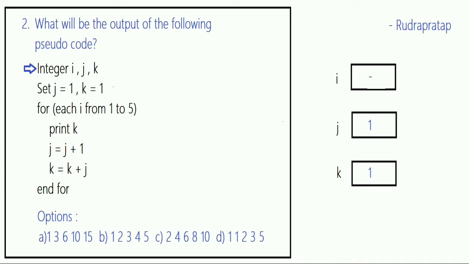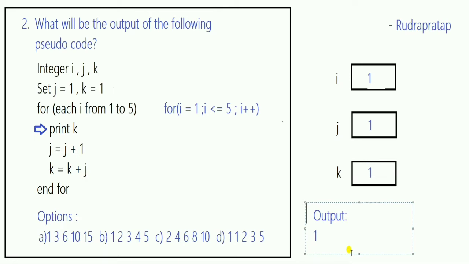In this question, we have three variables i, j and k. The initial value of j is 1, the initial value of k is 1, and here i is not initialized yet. So we have a for loop, for each i from 1 to 5, which means the initial value of i is 1, and it will iterate till the condition i is less than or equal to 5 is true. Okay, so now the initial value of i is 1, and after that we have print k as the first statement in the for loop.